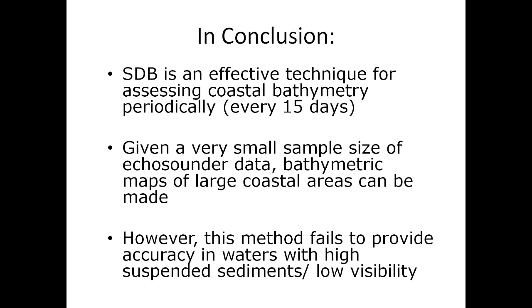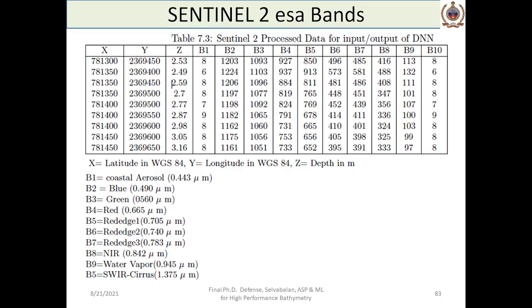So in conclusion, I see satellite derived bathymetry is an effective technique for assessing the coastal as well as reservoir. Very small samples of echosounder bathymetry are required to train the network if your model is accurate. Here you can see the Sentinel downloaded data: band 1, band 2, band 3, band 4, band 10. X is latitude, longitude, Z is the measured depth. So you will appreciate this, you know all these things.